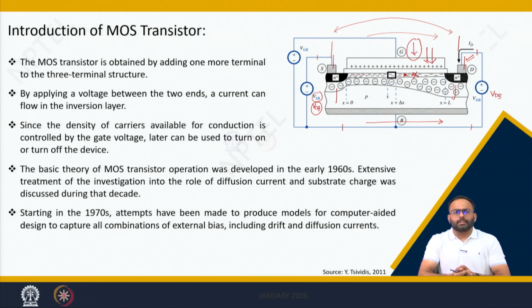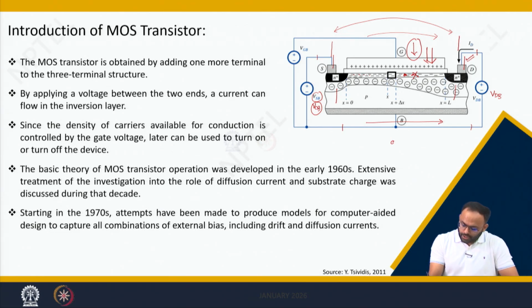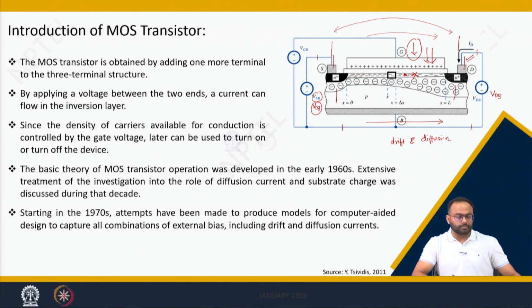In general, the basic theory of MOS transistor operation was developed in the early 1960s, where extensive analysis was done based on diffusion current and substrate charge. But later in that decade, around the 1970s, attempts were made to design a compact model for computer-aided design, which captures both drift and diffusion phenomena in the MOS transistor.